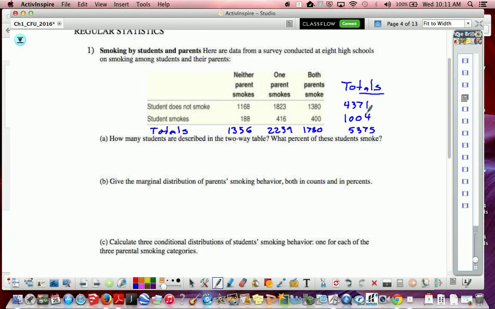So now, this will help me answer question 8. How many students are described in the two-way table? 5,375 students. What percentage of these students smoke? So now we're looking at how many of the students actually smoke. 1,004 of the students smoke out of the 5,375 students, which is about 0.187, or about 18.7% of students smoke.